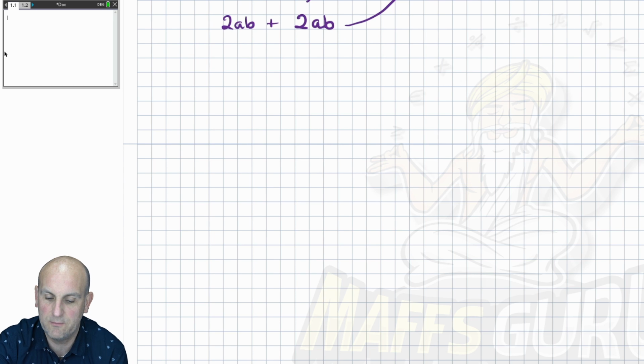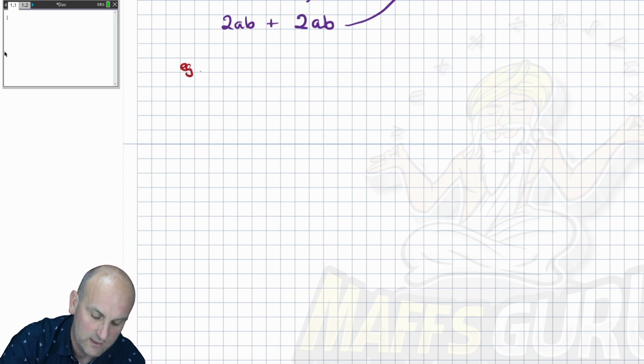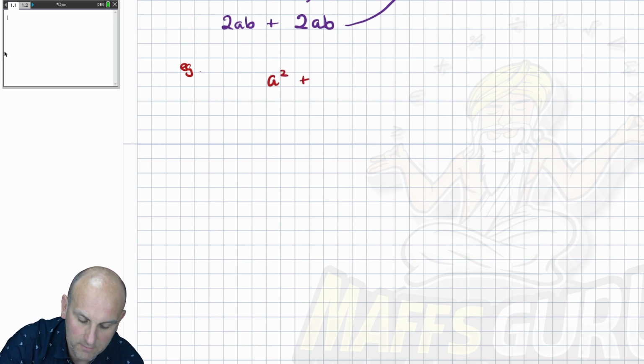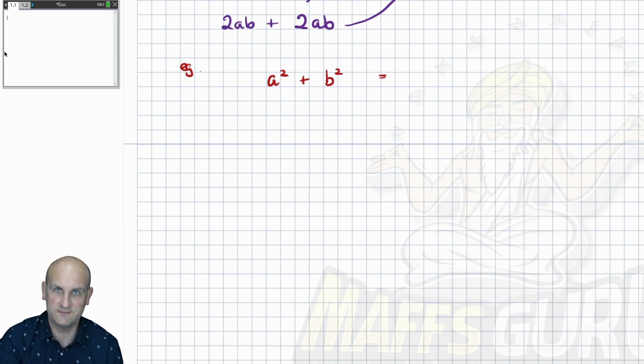So let's do a couple more complicated examples. We'll put some floaty numbers in. Let's do another example. So what about if I have a squared plus b squared? Can I add those together? Well, they've both got a floaty 2, so they're like terms, aren't they?